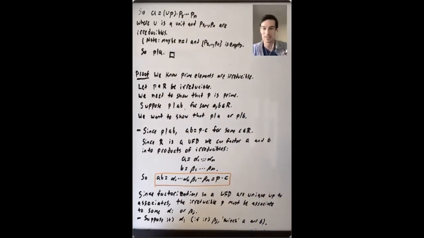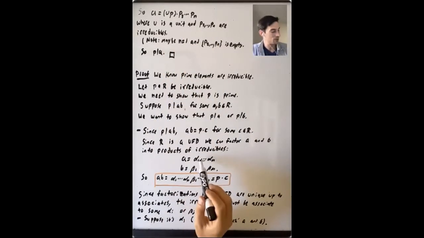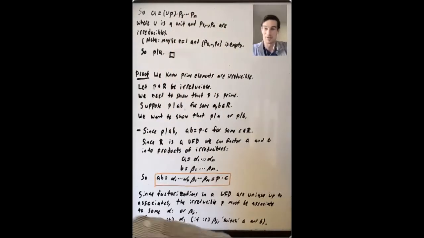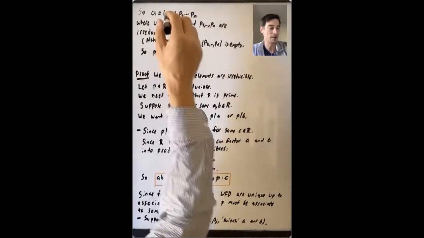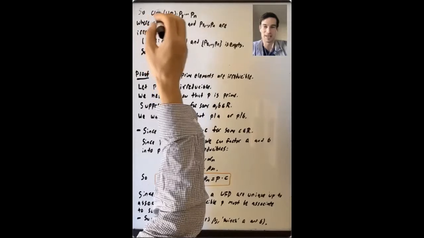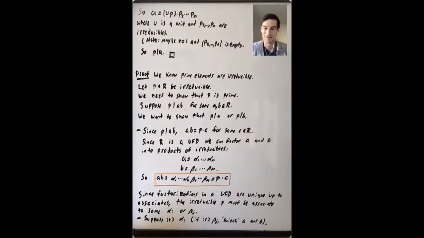OK, so let me just point something out, that it's possible that A is equal to just alpha_1, right? And then p is associate to alpha_1, and this p_2 up through p_n, there are none of those. So that would just be A equals u times p. And that's fine. That's not an actual issue. But what does this mean? Clearly A is equal to p times something. So p divides A. All right, so that's the end of the proof.